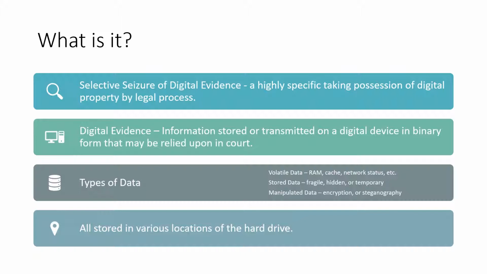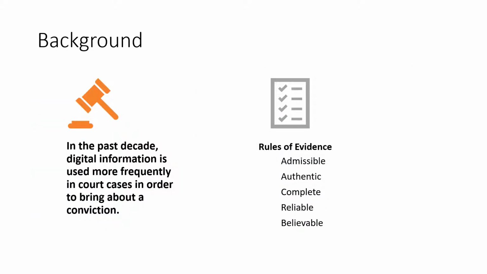All of these types of data are stored in various locations of the hard drive, which means that you could have one picture, but it be stored in different sections on the hard drive. A little background about selective seizure and digital information involving court cases is that in the past 10 years, digital information and digital evidence has been used more frequently in court cases in order to bring about a conviction. This kind of evidence includes text messages from a cell phone, deleted files on a hard drive, pictures on a cell phone, or on just a regular DSLR camera.